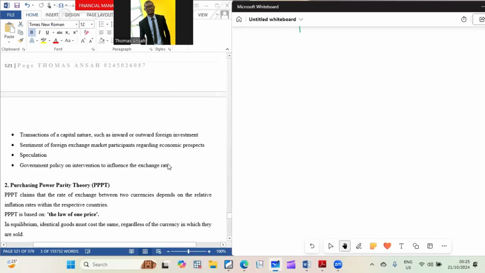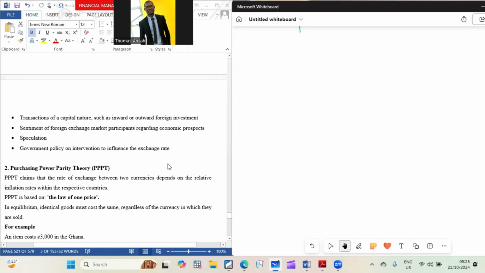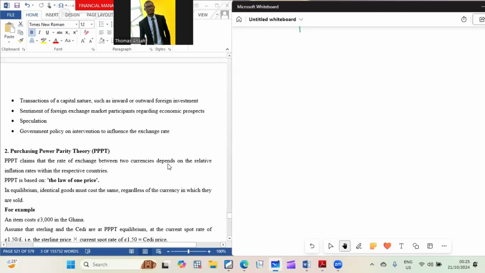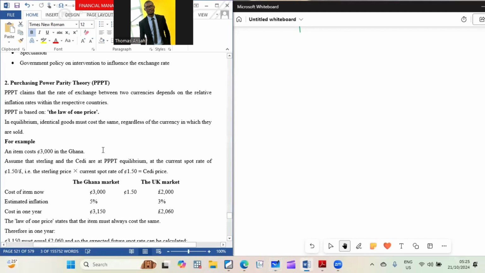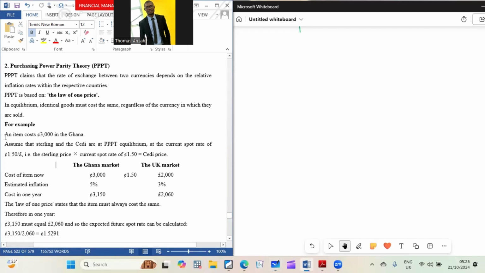Not only that, we also want to discuss the concept of purchasing power parity and interest rate parity. What does purchasing power parity say? Purchasing power parity is saying that at equilibrium, there is a law of one price, and it attributes the fact that exchange rates depend on inflation in the respective countries. So look at these two scenarios. You are buying an item that costs 3,000 Ghana cedis in Ghana, and at the time you are doing that, the exchange rate is 1.5.